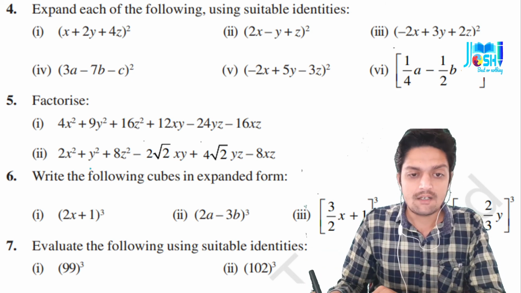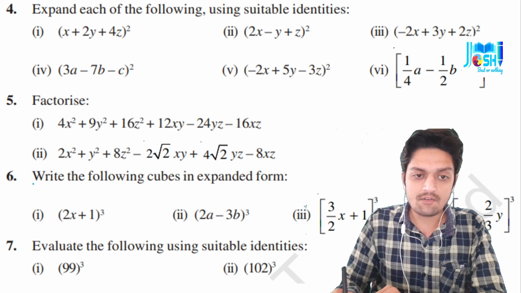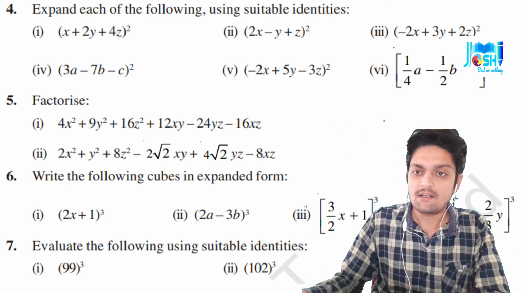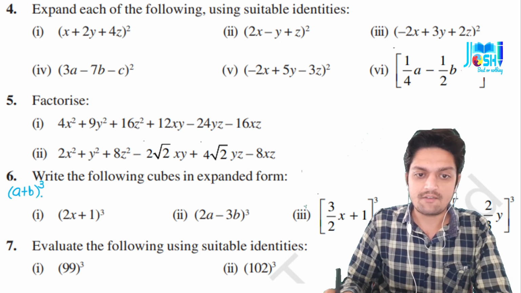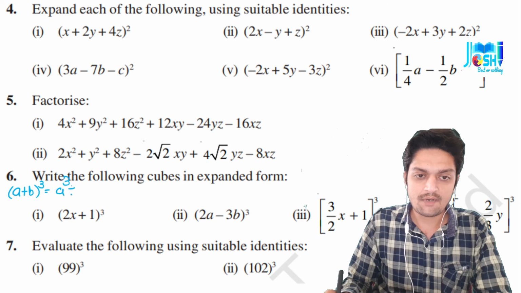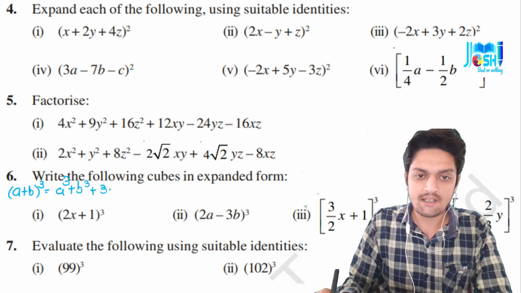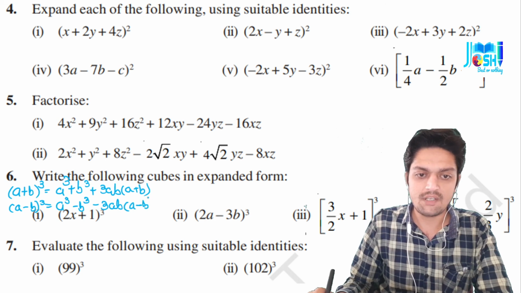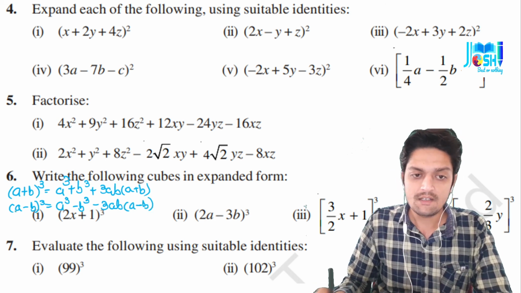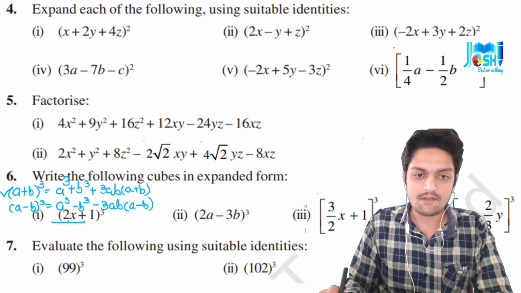So now this is actually the formula of a cube plus b cube. Let me write this formula here. The formula for a plus b whole cube is a cube plus b cube plus 3ab into a plus b. And for a minus b whole cube, I will write a cube minus b cube minus 3ab into a minus b. This formula I have to apply here. This first equation you have to apply here.